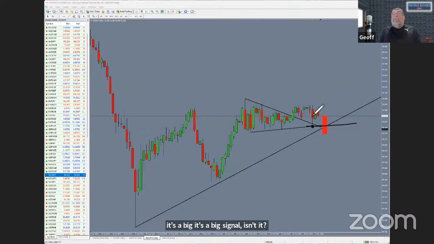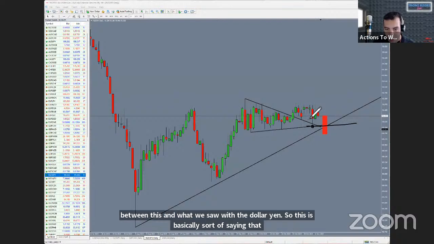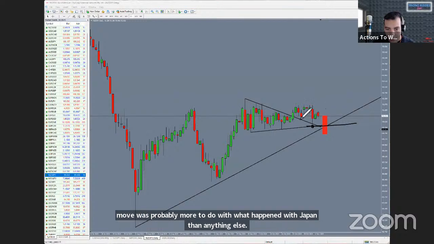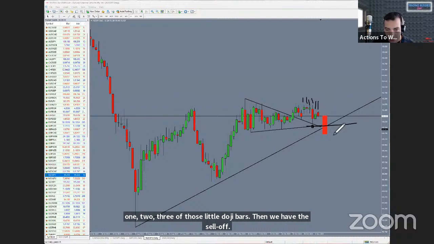Yep, great. Very, very bearish bar as well to hold. If you look at the most recent three bars, look at the similarities between this and what we saw with the dollar yen. So this is basically saying that the move was probably more to do with what happened with Japan than anything else, because that's the coefficient between the two. So you've got 1, 2, 3 of those little doji bars, then we had the sell-off, then we had the attempt to get back up again, and now we're starting to push back to the downside.